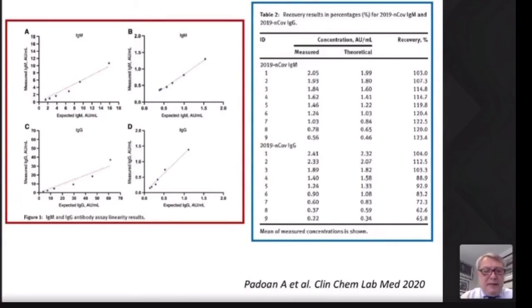Here you can appreciate the study of linearity, which demonstrates a very, very good linearity of both IgM and IgG as measured by Maglumi. And the recovery results in percentage are quite good. So from our point of view, this means that the Maglumi-Snibe should be defined as a quantitative, not only qualitative, method for measuring specific antibody for coronavirus 19 disease.